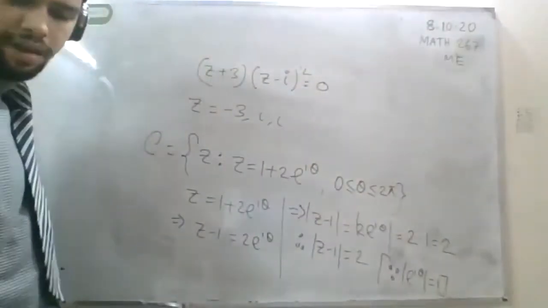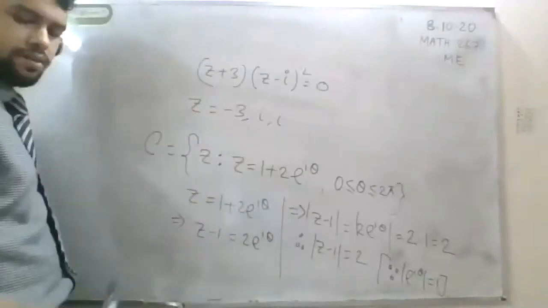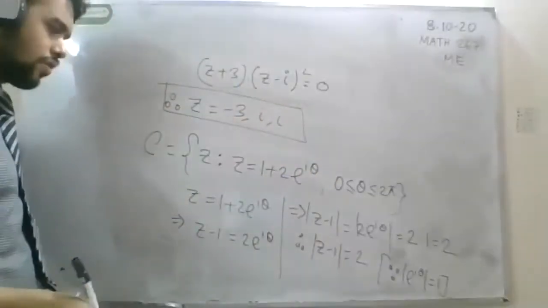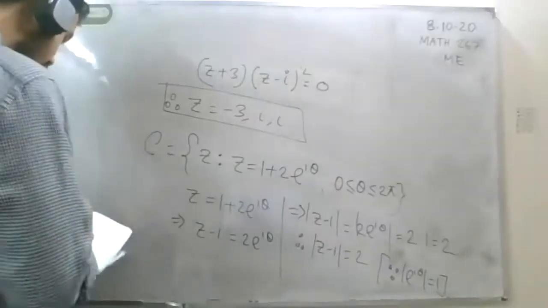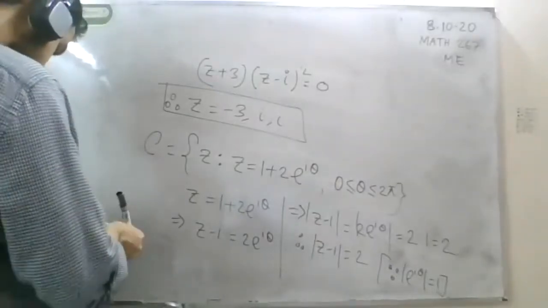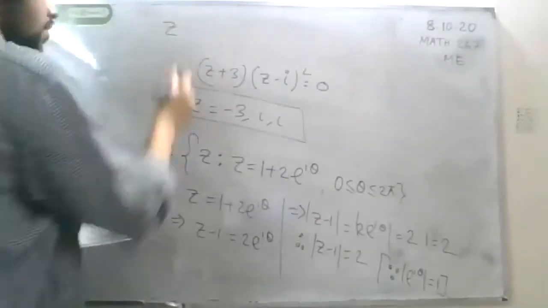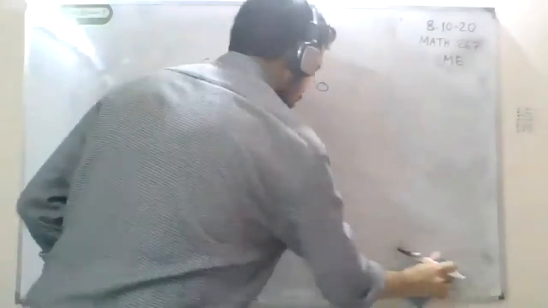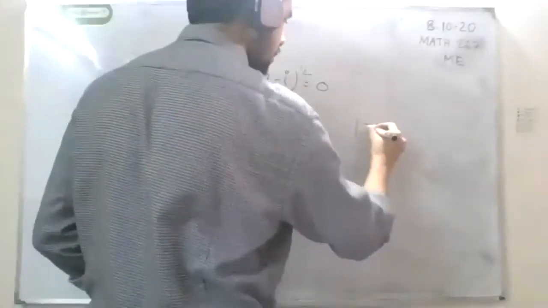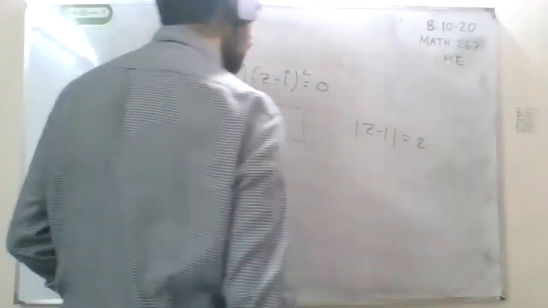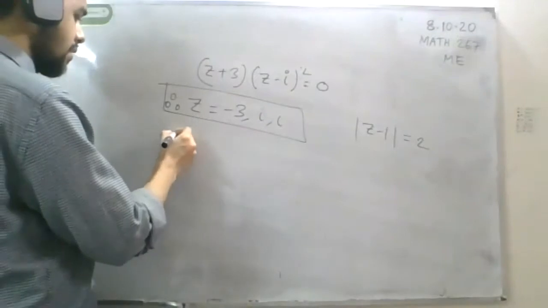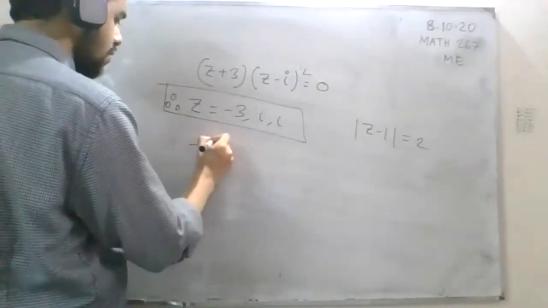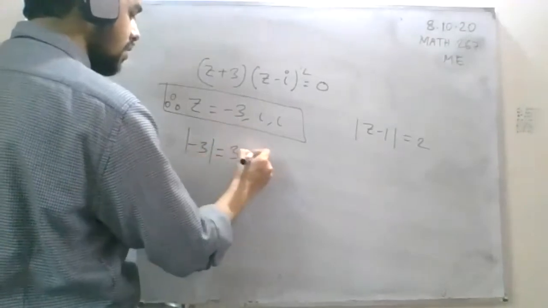Now, here, if you look at z equals minus 3, the condition is, if we take the modulus, this will be 3, which is greater than 2.